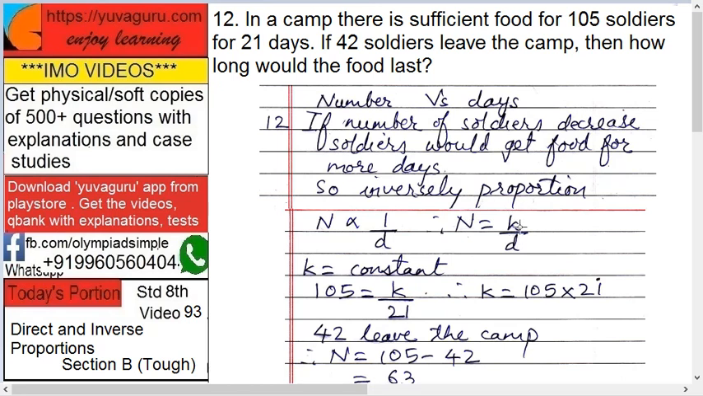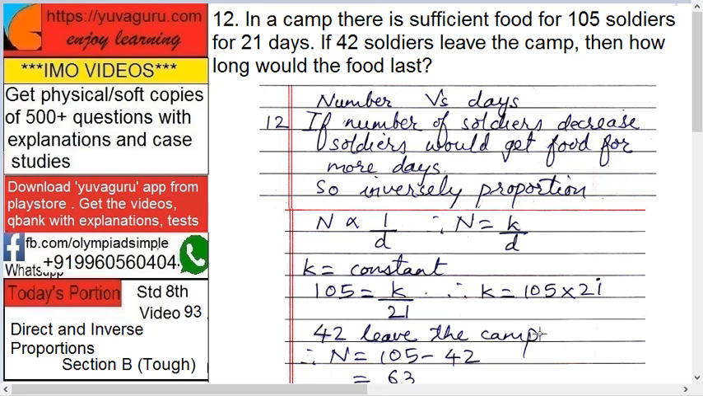K equals constant. Now let's go for the first equation. What is given? 105 and 21. 105 equals K upon 21. Therefore K equals 105 into 21. You need not find the answer. Just keep it like this. So K you have got it.